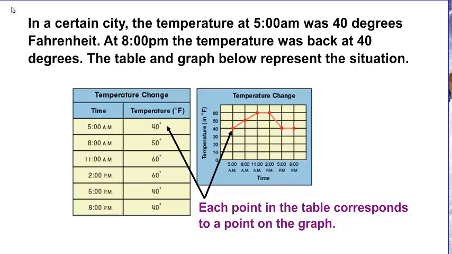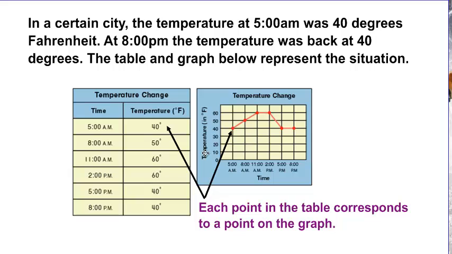You can see that each point in the table, i.e. 5 a.m. and 40 degrees, is represented in the graph with the same point, 5 a.m., 40 degrees. Also, you can see that the two things we're discussing, our two variables, time and temperature, are the labels on our x and y axis. Time being our x-axis and temperature being our y-axis.